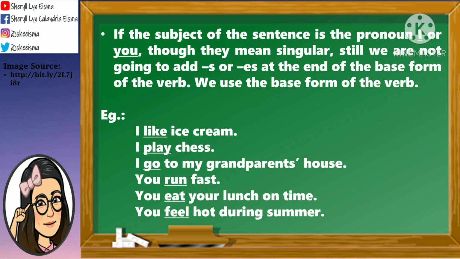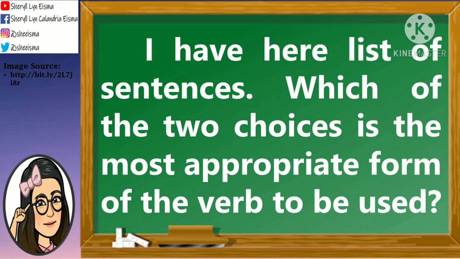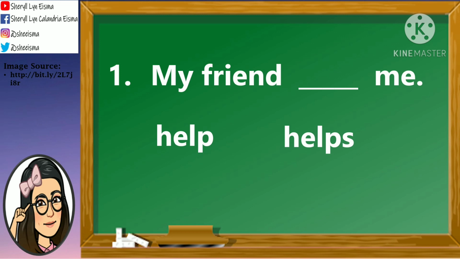Now it's time to check whether you understood our lesson for today. It's quiz time. I have here a list of sentences. Which of the two choices is the most appropriate form of the verb to be used? Number 1. My friend blank me. The choices are help and helps.